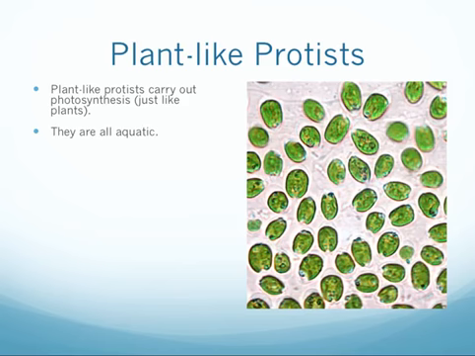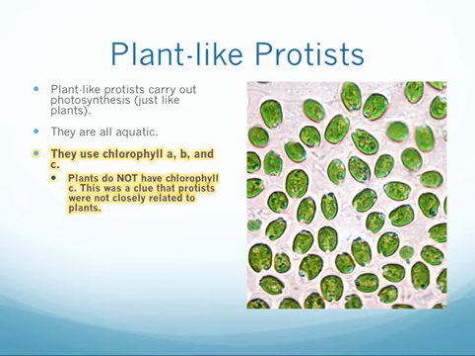They are all aquatic. They depend on the water. That's important for protists, and that's unlike plants. Some plants can live on land. They use chlorophyll A, B, and C. Plants do not have chlorophyll C. It's a different type of pigment that plants don't have. And so this was a clue that protists were not closely related to plants.